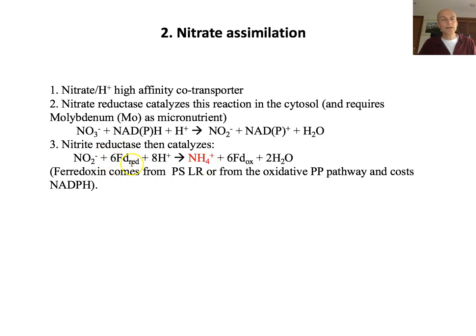So this ferredoxin here comes from the photosynthetic light reaction, or from another pathway that we will discuss a little bit later on in the course as well. That's called the oxidative pentose phosphate pathway. You've probably not heard about that so far. So I just wanted to show you where you've seen this before, the ferredoxin.